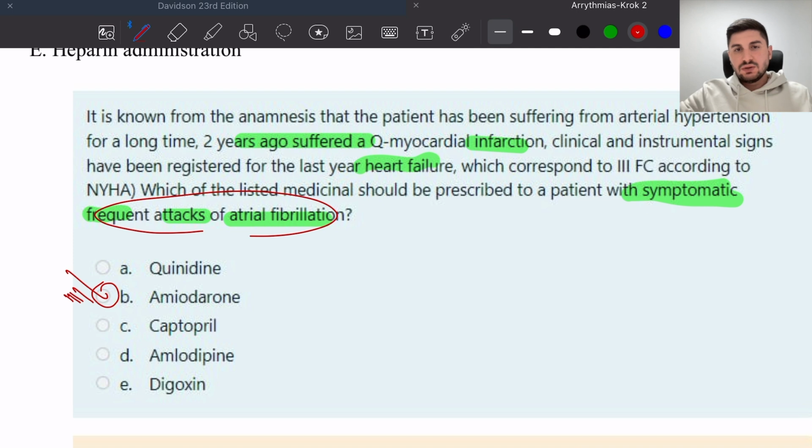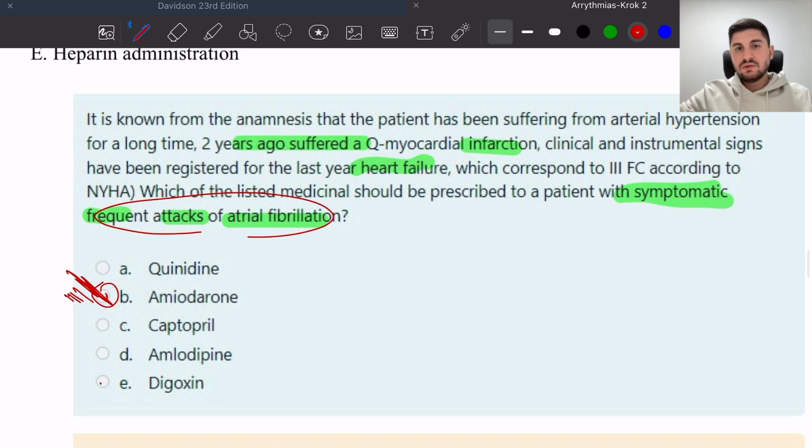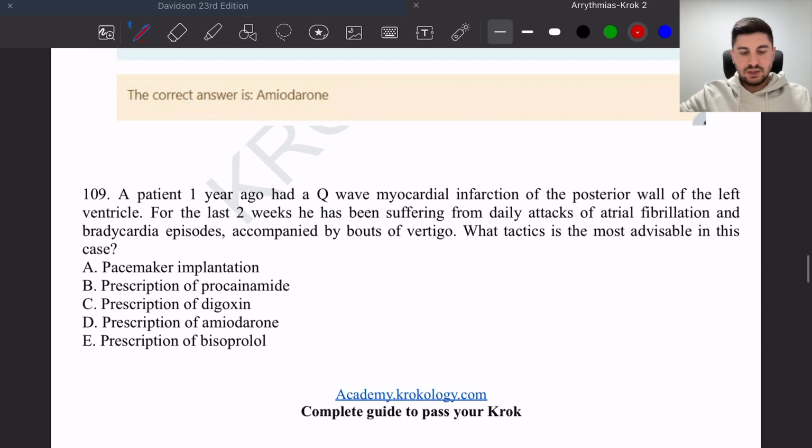There was one question in Krok where there is heart failure and atrial fibrillation, but there was no amiodarone in the options. In this case, you can use digoxin, but in case you find amiodarone, it's the preferred option for paroxysmal atrial fibrillation.